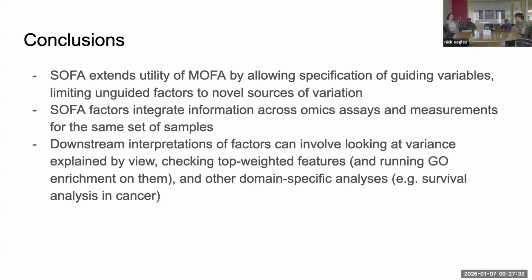And then there are a lot of downstream applications once you have these factors to interpret them biologically. One way is you can look at variance explained to see what the relevant views and factors are. And then, as we've mentioned, you can check the top weighted features for different views. Once you have those, you can do things like GO enrichment to find different pathways that are implicated. And then depending on what you're studying, so with cancer, there's survival analysis. Depending on the domain you're studying, there are different interpretations that might be interesting for looking at the factors.